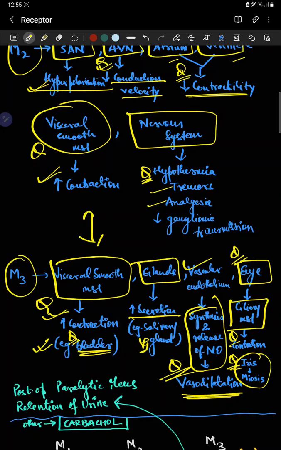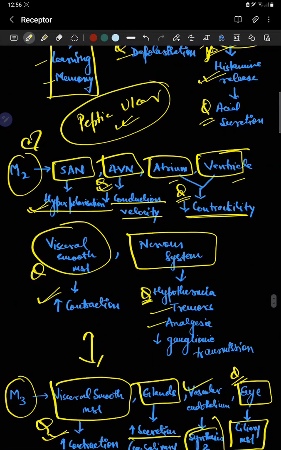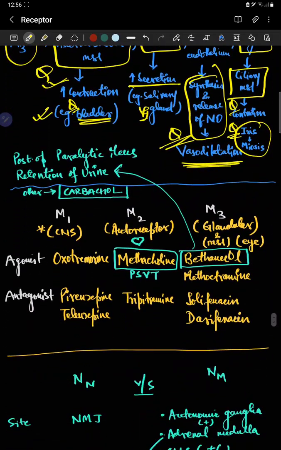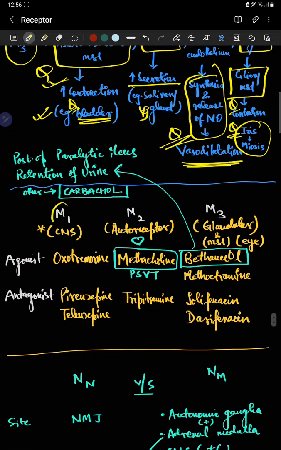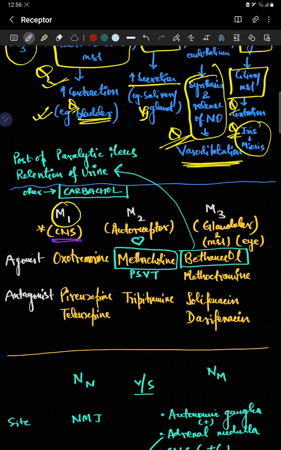Okay, so this is very important, M1, M2 and M3, where they are present and what is the role of it. Now the name of the drugs. In M1 we said that it is present in the CNS. Now M2 is actually an autoreceptor, and M3 is basically glandular, present in the eye and muscles. So we have to know the location of M3. The important point is, M1 is present in the CNS and M3 is basically glandular.